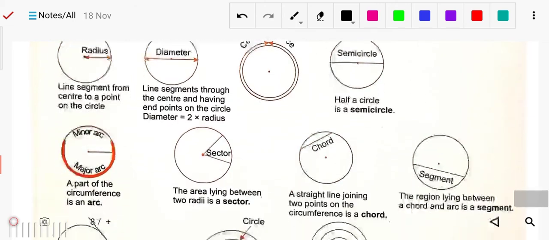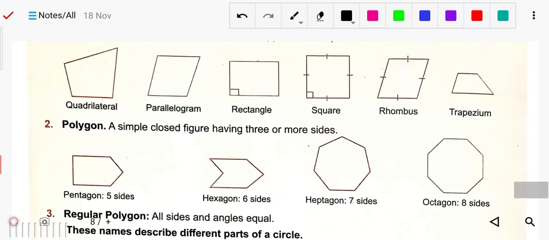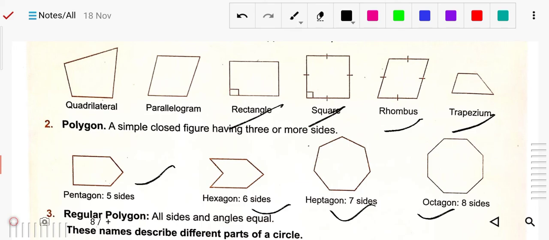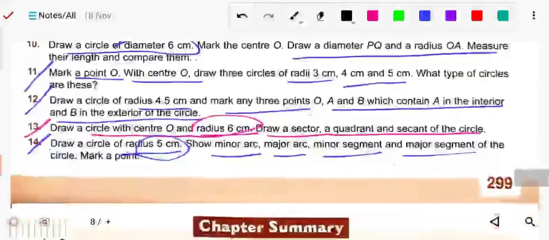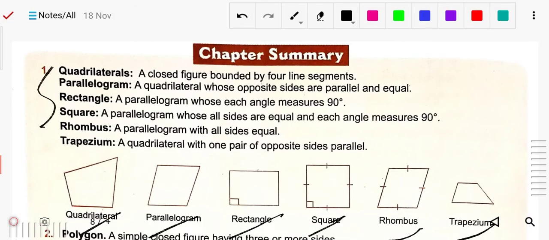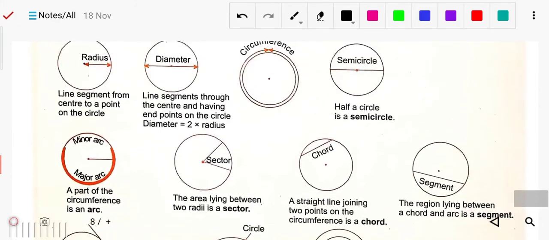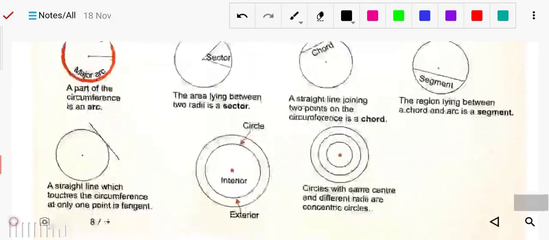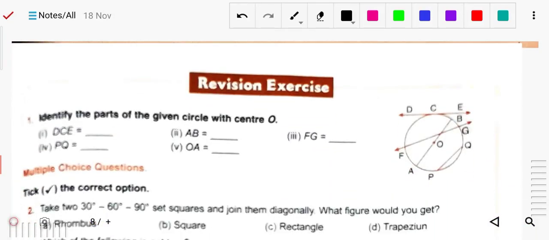And now here is the chapter summary. Once again go through all of this: pentagon 5 sides, hexagon 6 sides, heptagon 7 sides, octagon 8 sides. Remember what a rhombus, trapezium, square, rectangle, parallelogram and quadrilaterals are. Again go through it all. You have to remember the definitions of all of them. From the exam point of view, this is very important. Now revise through here also. These are the revisions, and do this revision exercise also.